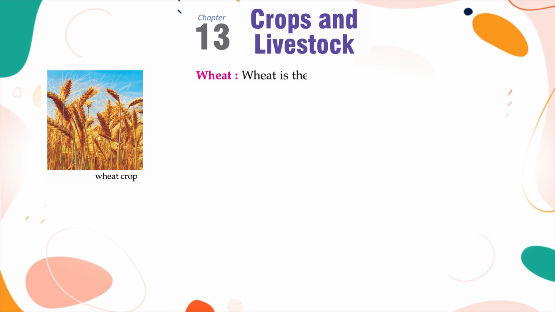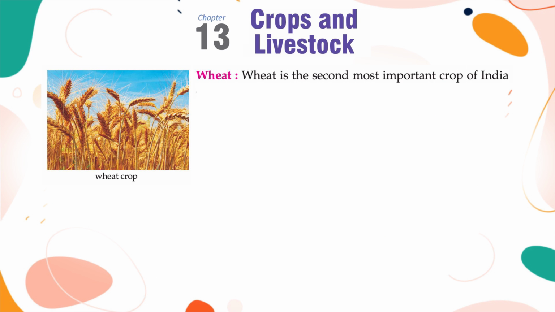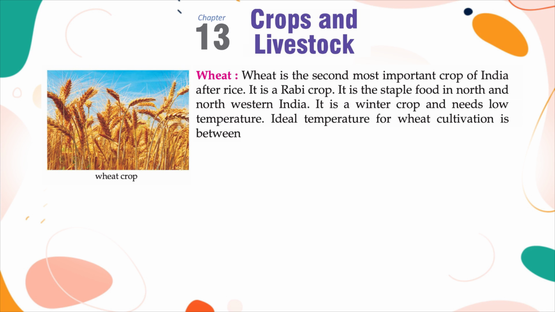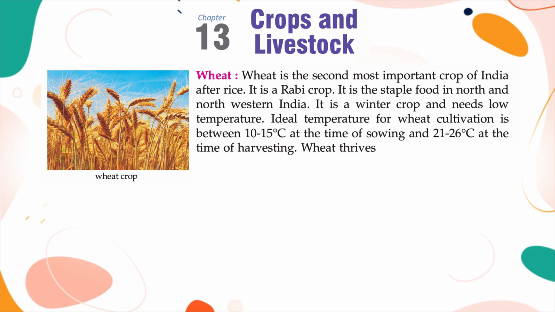Wheat. Wheat is the second most important crop of India after rice. It is a Rabi crop. It is a staple food in North and Northwestern India. It is a winter crop and needs low temperature. Ideal temperature for wheat cultivation is between 10 to 15 degrees Celsius at the time of sowing and 21 to 26 degrees Celsius at the time of harvesting.